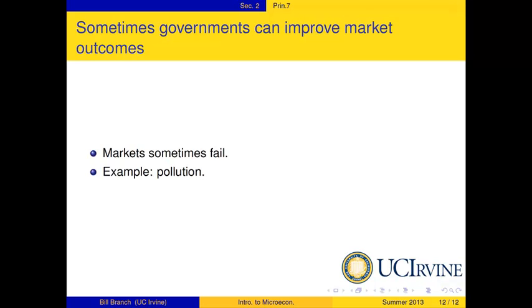And so markets fail to internalize that type of pollution. That's an example where a market's failing. And so we will see that in these kinds of scenarios, governments can help improve those market outcomes. And so this will also be a key principle for this course.